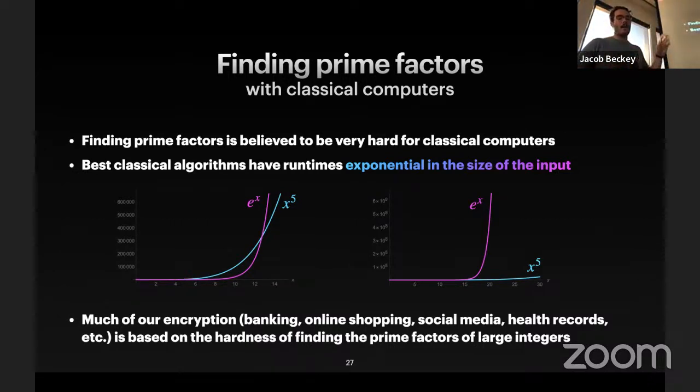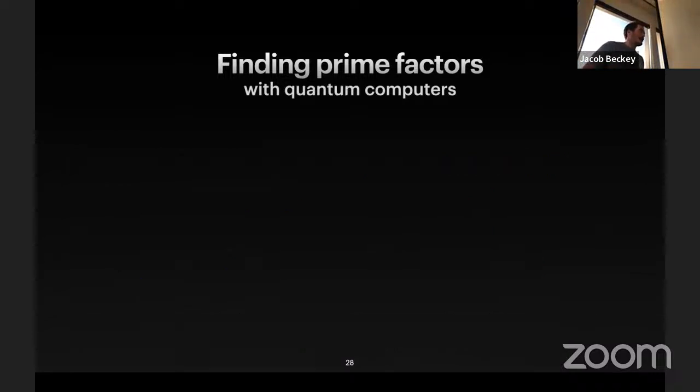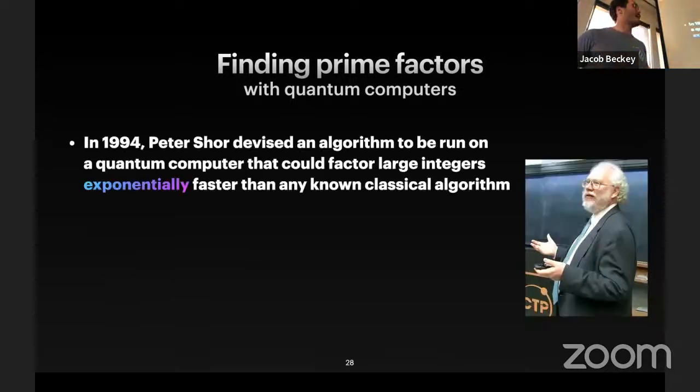curve. And the reason I mentioned it is because of encryption, so our banking, online shopping, everything that you want to keep secure. The standard method is based on the hardness of finding prime factors. So the key that secures your information is based on the hardness of this problem for classical computers. And so you might say, as long as it's a hard enough problem and a big enough input, then my information is secure. And that's what people thought for many decades.